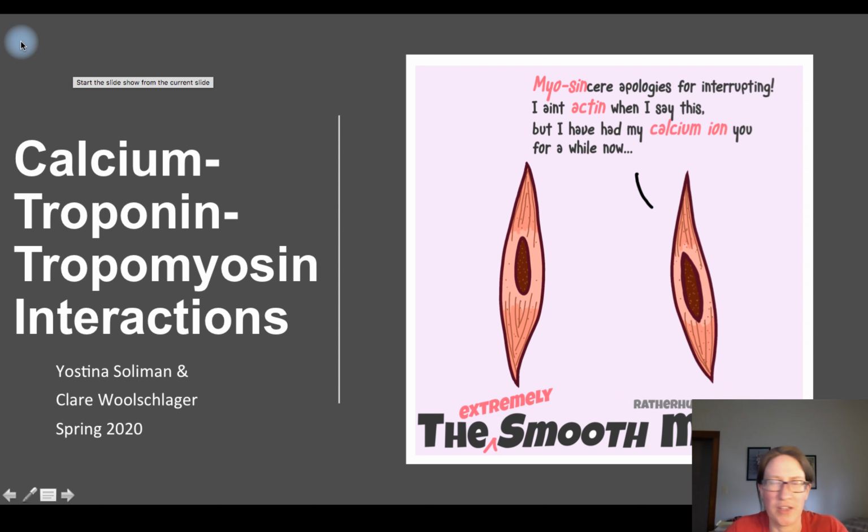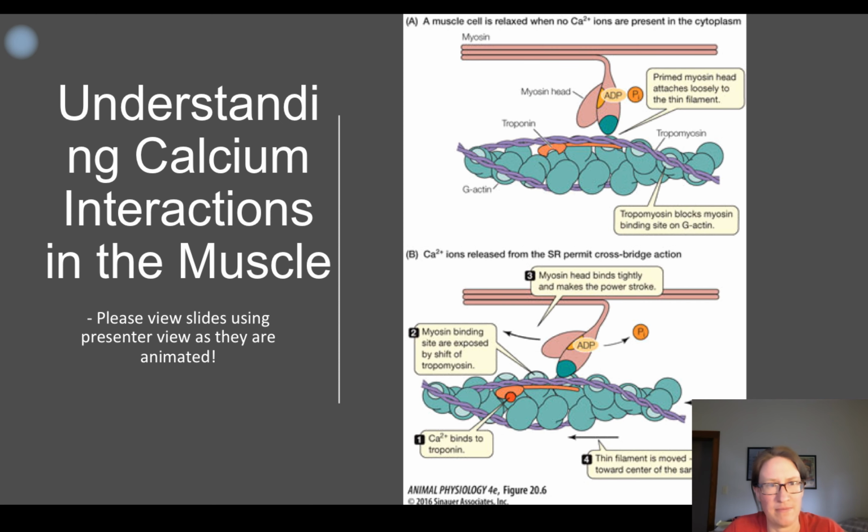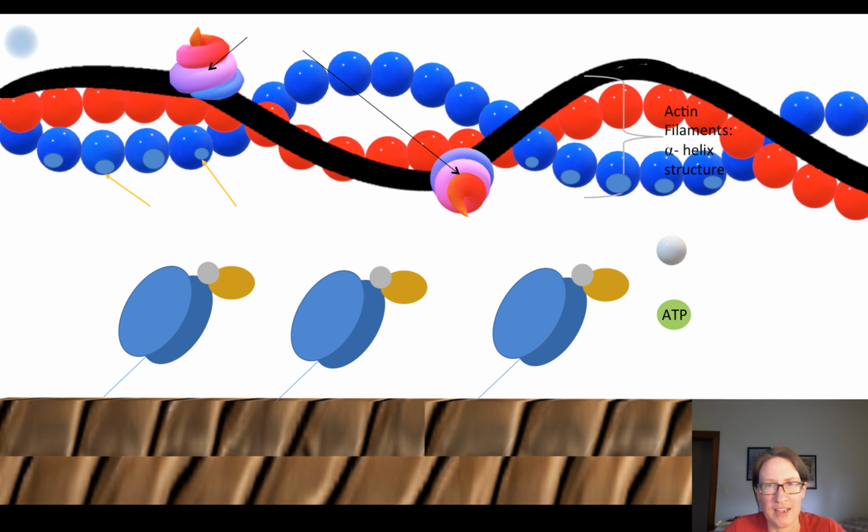So I'm going to show you a slideshow that was put together by a couple of animal phys students last year, because it's really fantastic animation that's going to walk us through the power stroke and also show how calcium is involved in moving the troponin-tropomyosin complex to allow the power stroke to take place. So here's a little cartoon that they put together for us.